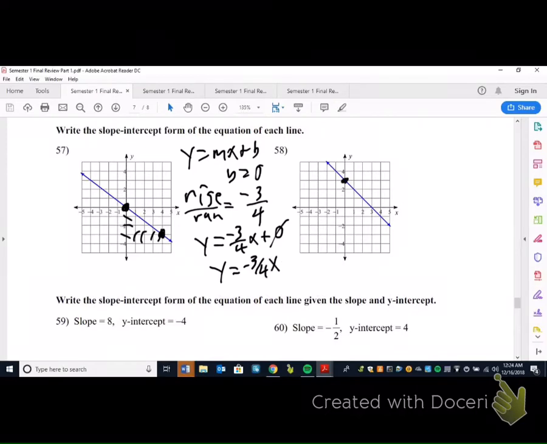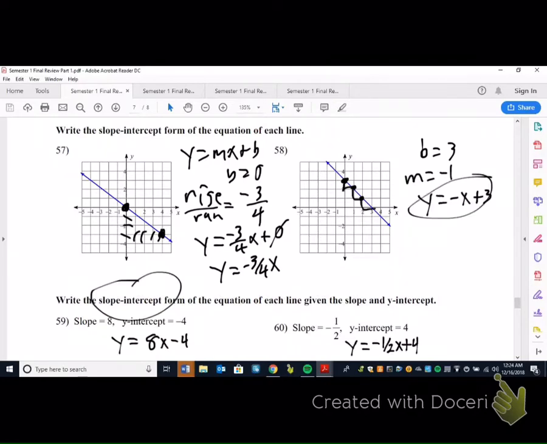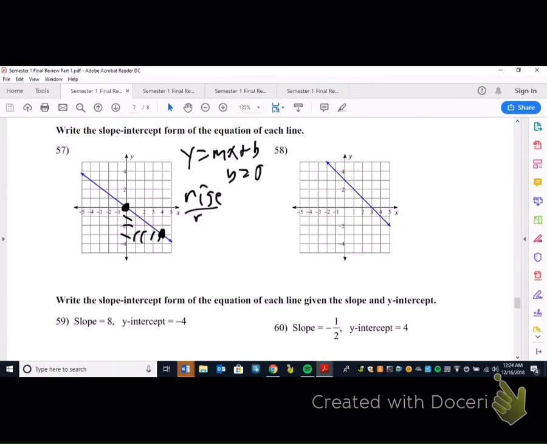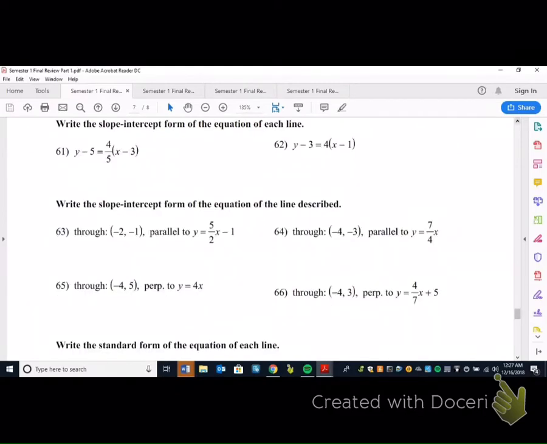58, same thing. We identify the y-intercept. The slope's negative 1. Plug it in. So 59 and 60. We're writing the slope-intercept form of the equation. So we just plug it in, like so. The slope-intercept form of the equation of the line.